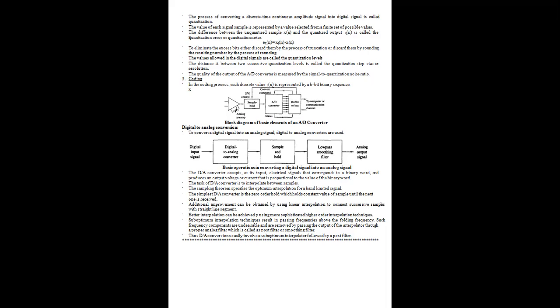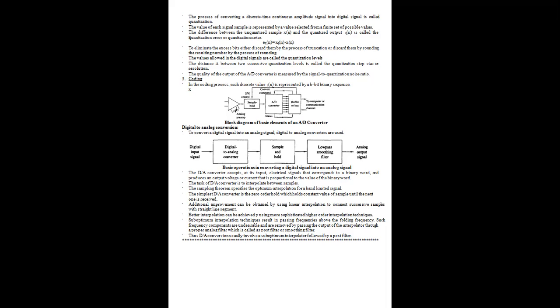The simplest D to A converter is the zero order hold, which holds a constant value of the sample until the next one is received. Additional improvement can be obtained by using linear interpolation to connect successive samples with straight line segments. Better interpolation can be achieved by using more sophisticated higher order interpolation techniques.